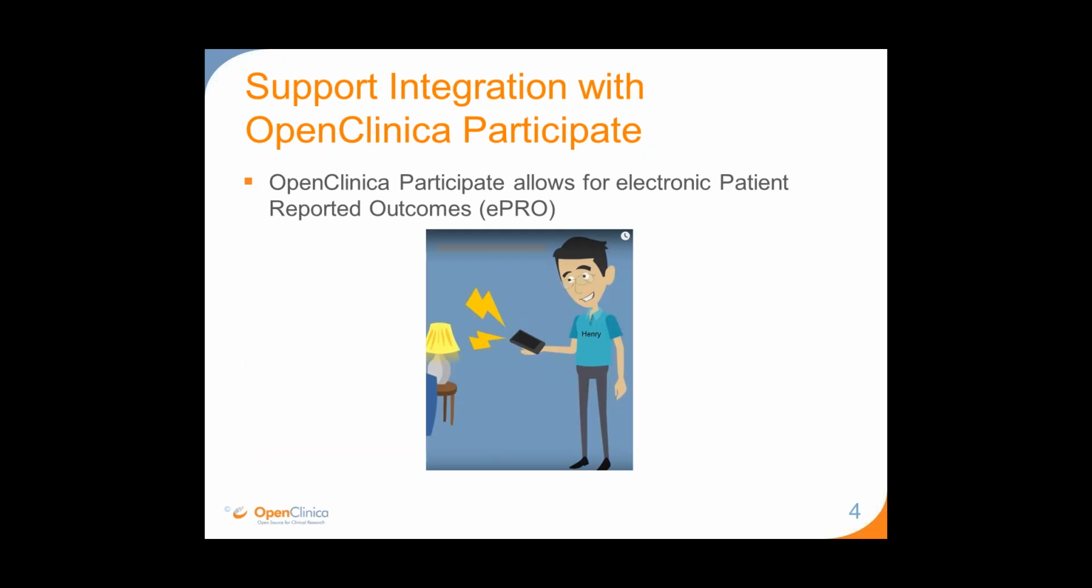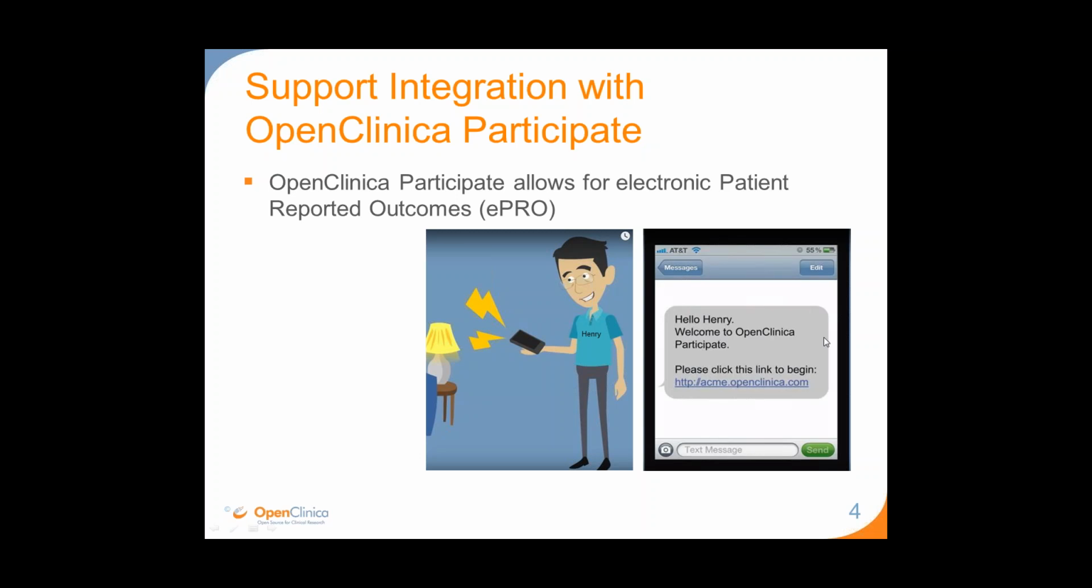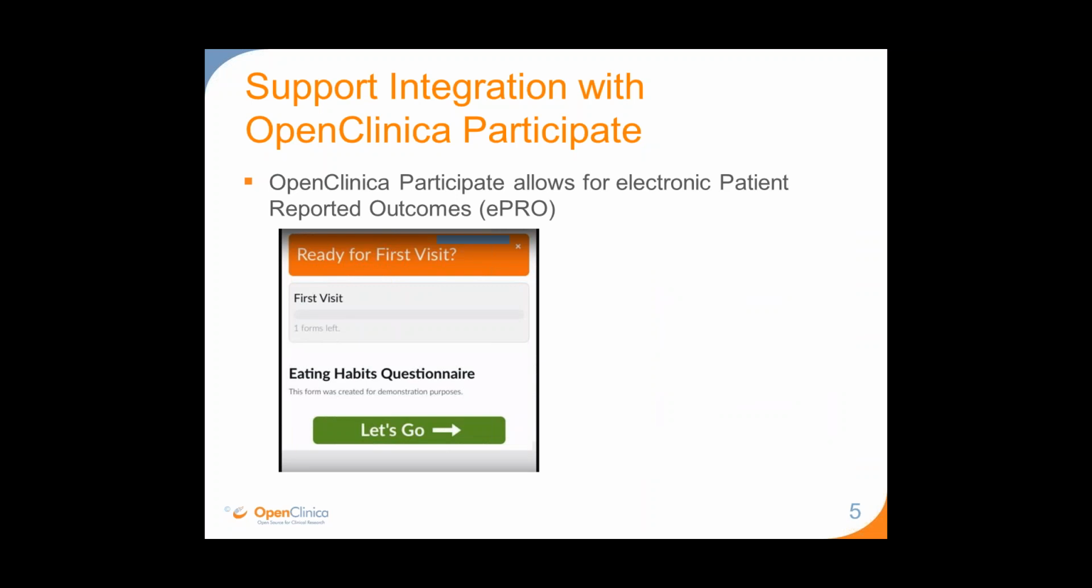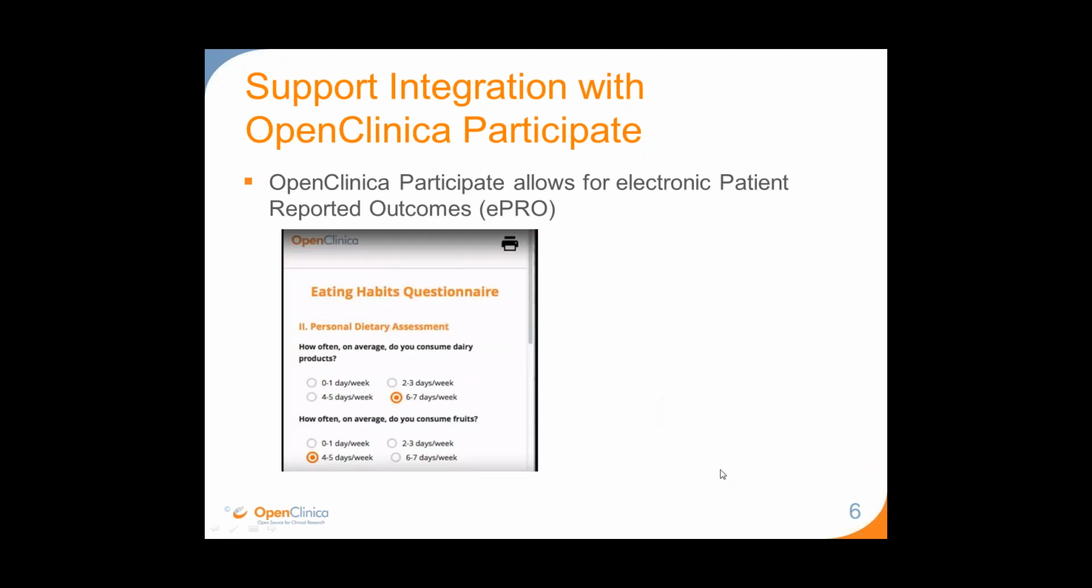And if Henry agrees to participate, he will get a text message or an email on his device, whether it's a laptop, a tablet, or his mobile phone. And it will welcome him to the study and provide him with a link to begin participating in that study. When he clicks on that link, he'll be welcomed to the dashboard, and it will show any forms that he's required to complete. And when he clicks on Let's Go, the forms display.